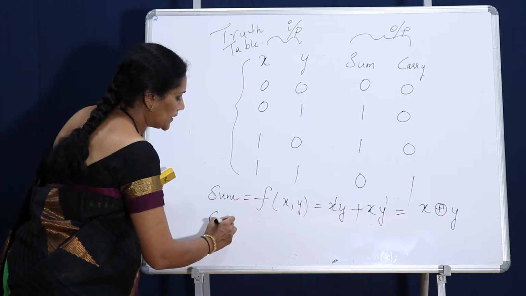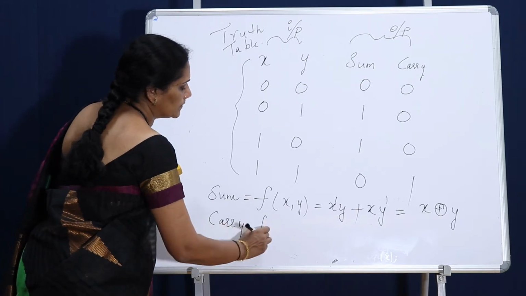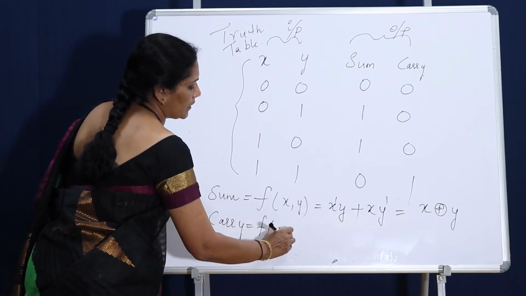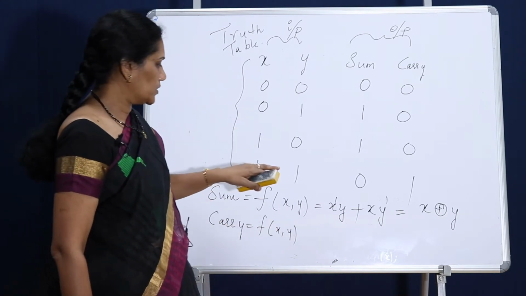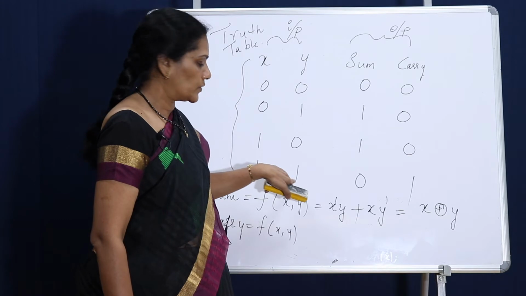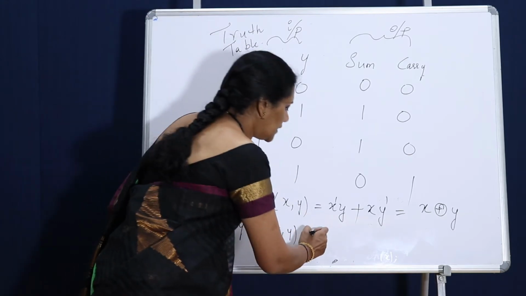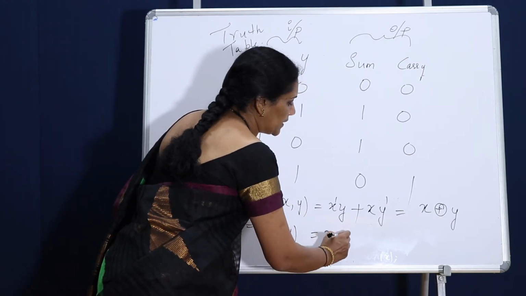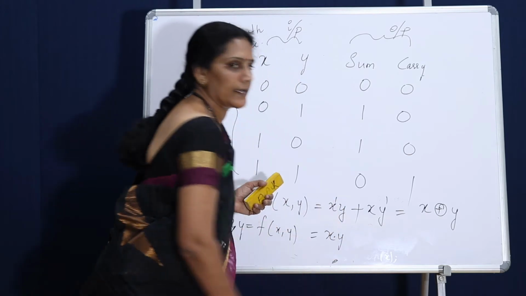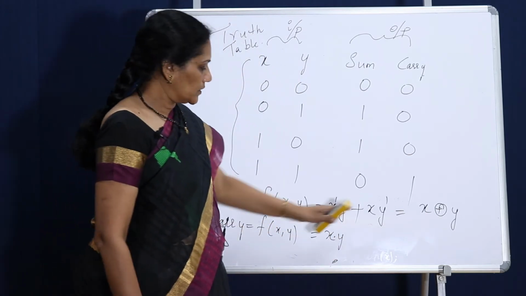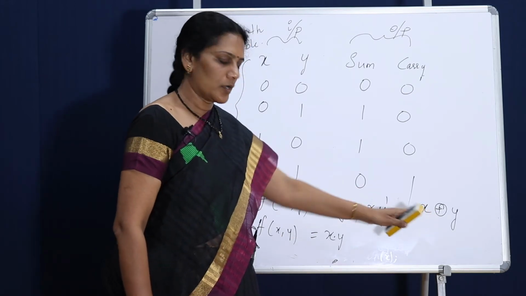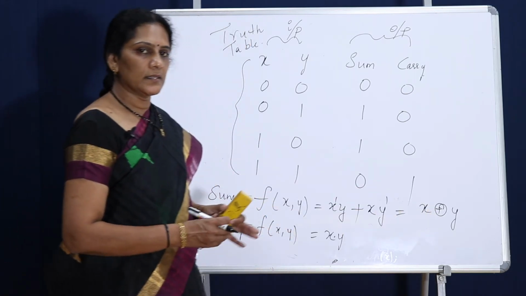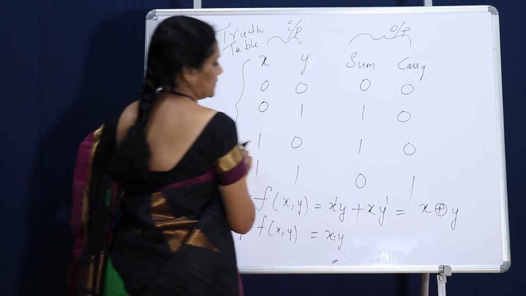Similarly, the carry is high only at one location. For inputs x and y, the carry is high only when x is high as well as y is high. So the product term that you derive is x dot y, which is an AND gate. So, with inputs x and y and outputs x exclusive or y and x dot y, the circuit looks like this.